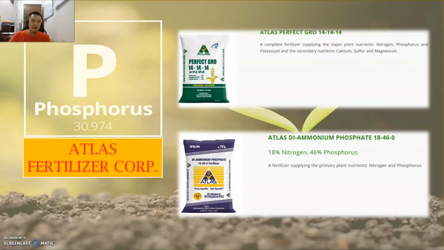Here are their sample fertilizers, one of which is the Atlas Perfect Grow 14-14-14 and the Atlas Diammonium Phosphate 18-46-0, where the second product contains 80% nitrogen and 46% phosphorus. And this company actually produces different types of ratios and balances depending on the ingredients per fertilizer to assist the different farmers with their different farming needs and for their different crops.